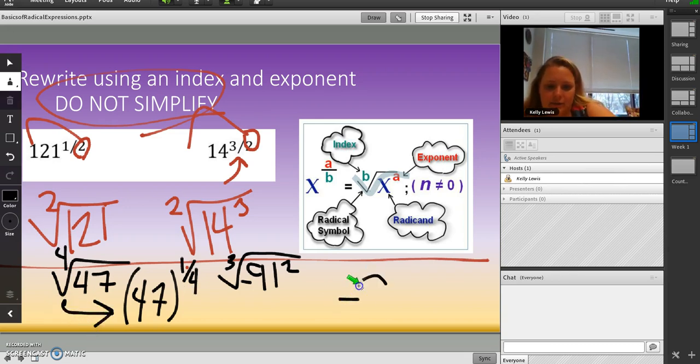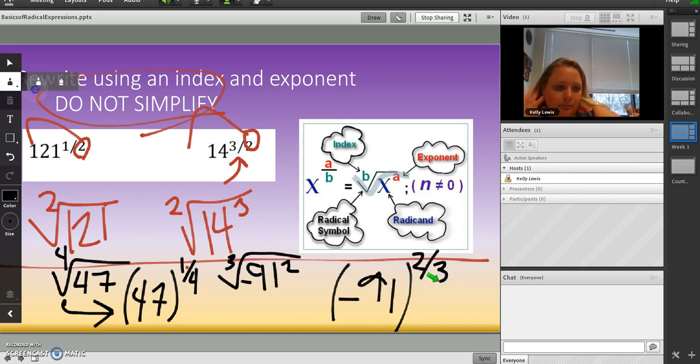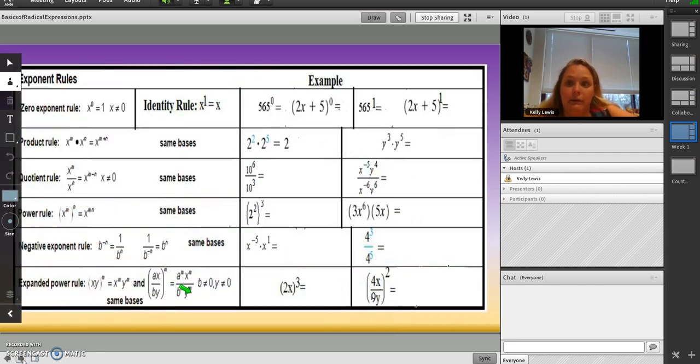And then negative 91. The cubed root of negative 91 squared, that's the same as negative 91 to the 2/3. Because remember, your bottom exponent is this little index, that little number in front. Bottom exponent, little number in front, bottom exponent. All right, and then we have a couple more things to talk about, and then you'll know almost everything you've ever wanted to know.